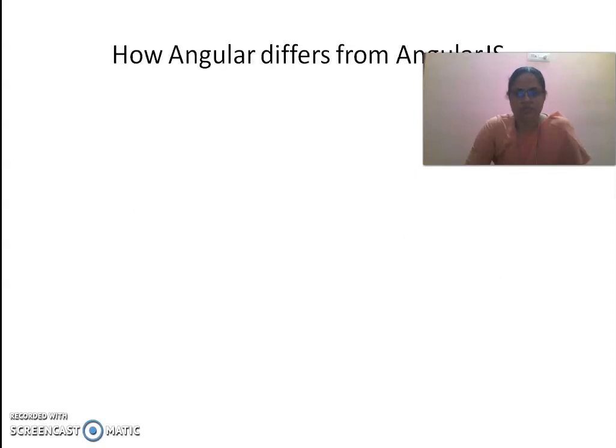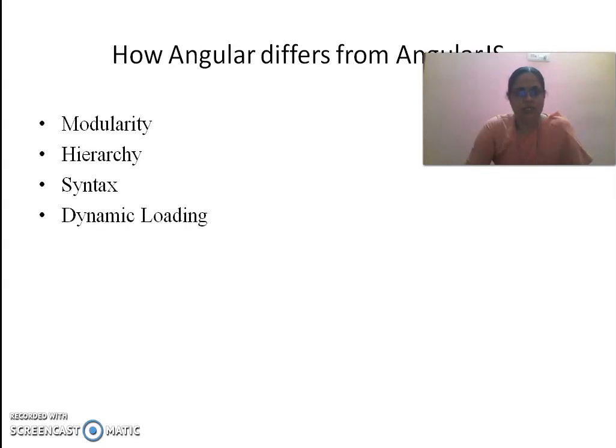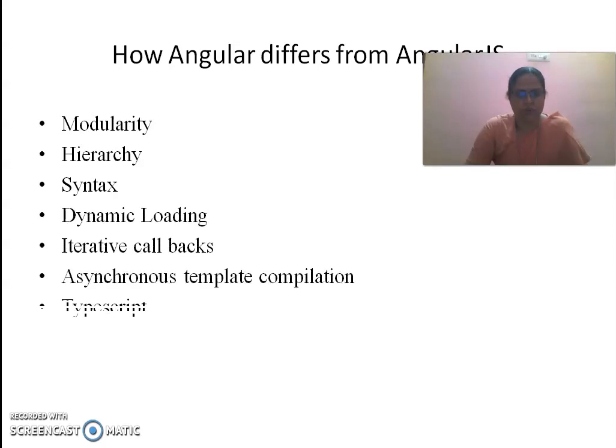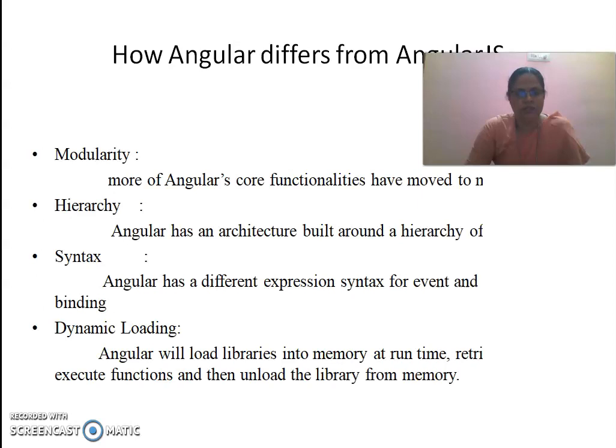How does Angular differ from AngularJS? It has modularity, hierarchy, syntax, dynamic loading, iterative callback, asynchronous template, and TypeScript. For modularity, more of Angular's core functionalities have moved to modules. Angular has an architecture built around a hierarchy of components.